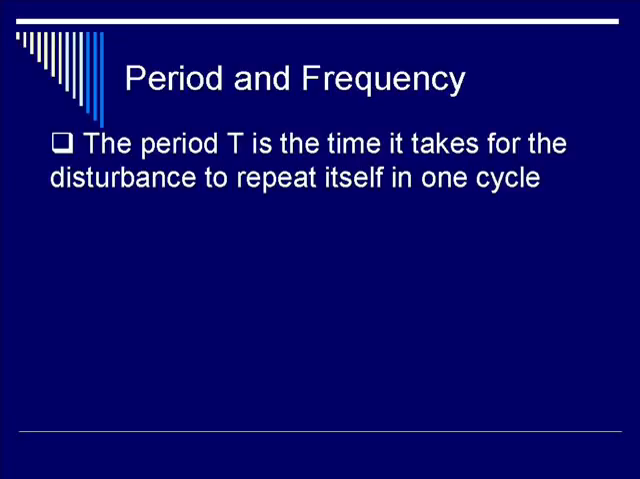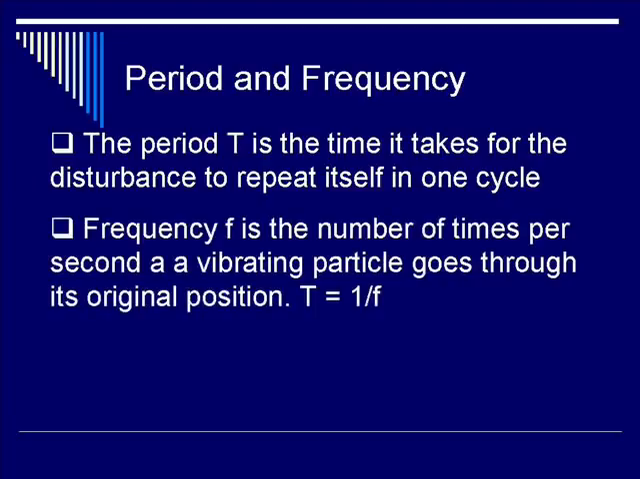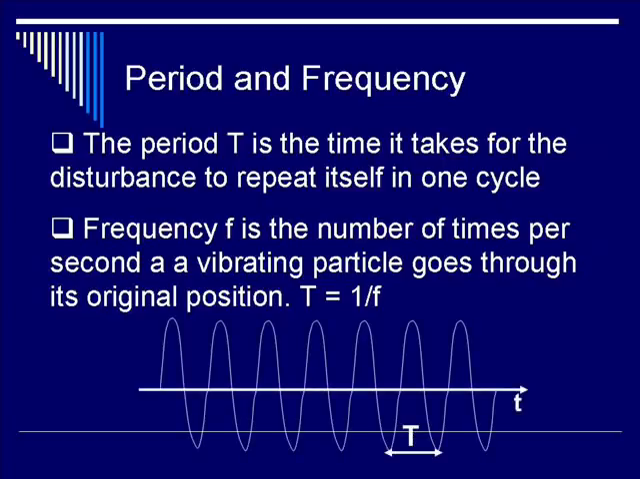Several more definitions are in order, namely period and frequency. The period T is the time it takes for the disturbance to repeat itself within one cycle. On the other hand, frequency f is the number of times per second that a vibrating particle goes through the original position. T is inversely proportional to frequency, as is depicted by this equation and the diagram showing the sound wave as a function of time, with T as the definition of the period between peak to peak.